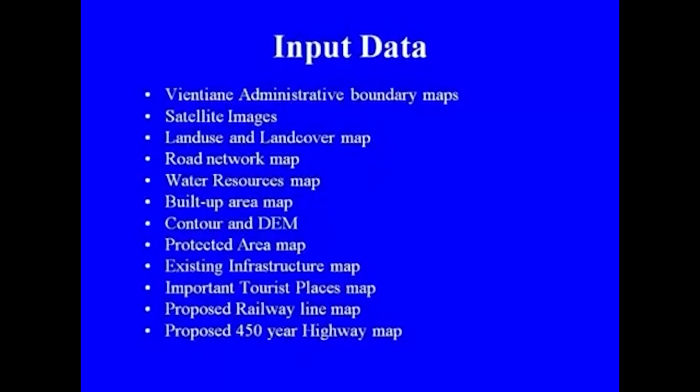So, the various inputs which have been taken in order to undertake this particular study are Wenchang administrative boundary maps, satellite images, land use and land cover maps, road network maps, water resources map, built up area map, contour and DEM, protected area map, existing infrastructure map, important tourist place map, proposed railway line map and proposed 450-year highway map.